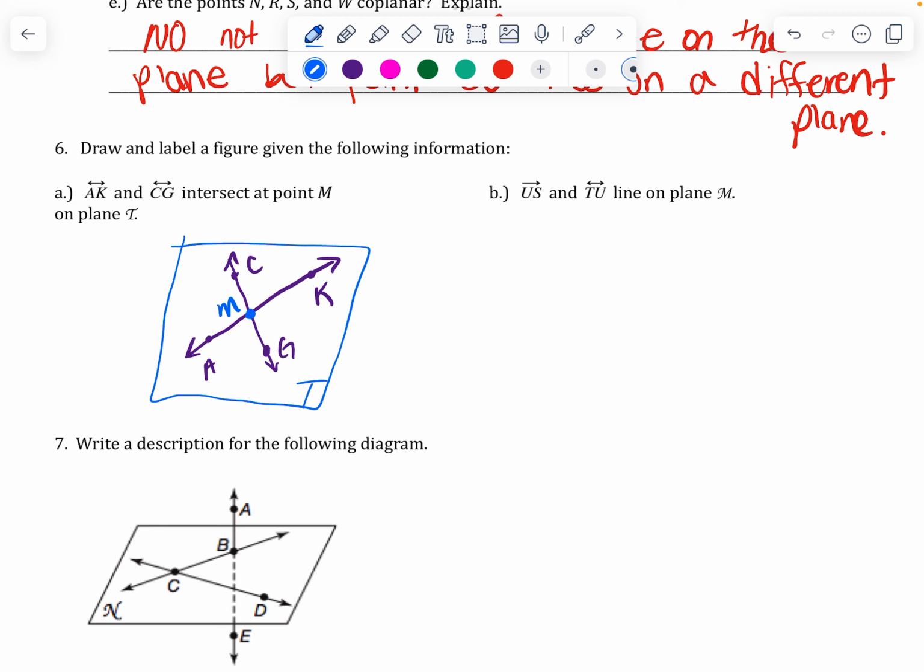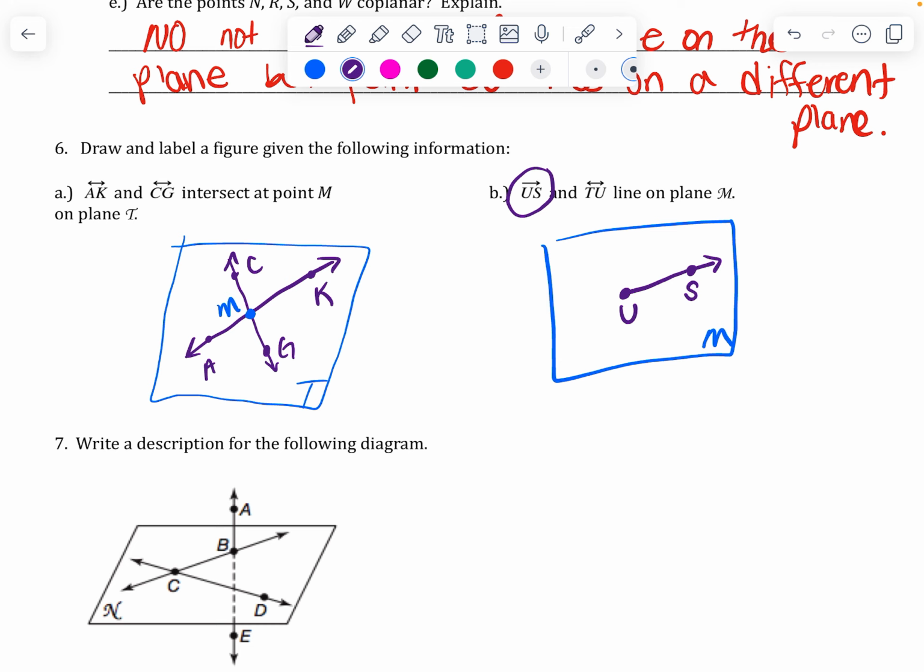Then US and TU lie on plane M. So again, I would start by drawing my plane M. And then I would say US. Notice it's a ray because it only has one side of the line. So it has an endpoint at U and it goes towards point S. And then we have TU on plane M. So TU means it goes through point U. So we'll draw that this way. And then T would be up here. So that would be an example of that one.